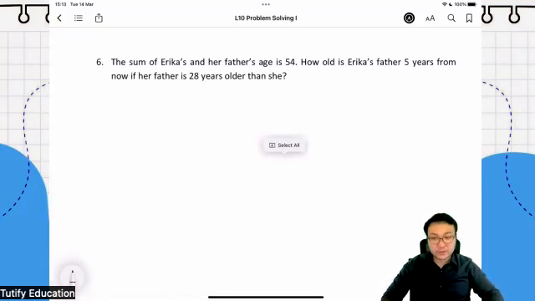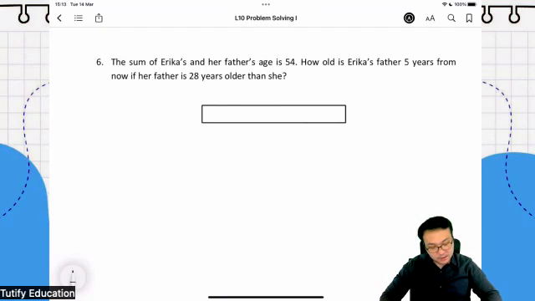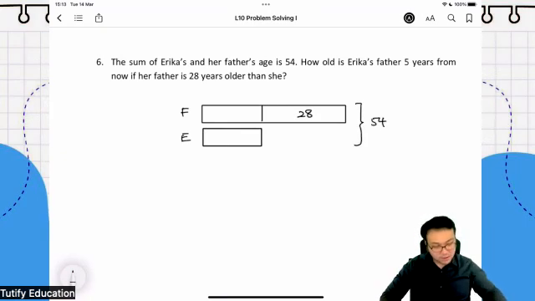So students, why don't we do this? I'll draw a model. Once we draw a model, it'll be much easier for you, right? So let's draw a model. This is the father, and this is Erica. You draw a line here and you say that the father is 28 years older than Erica. The total sum of their ages is 54.